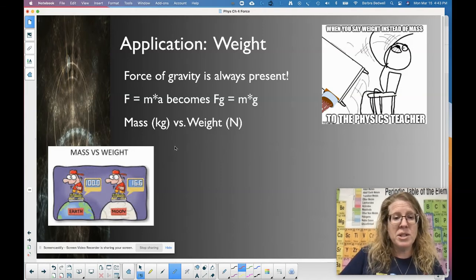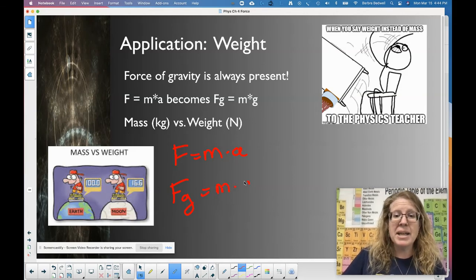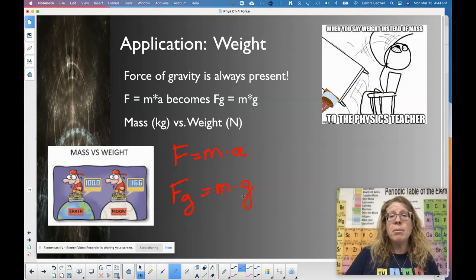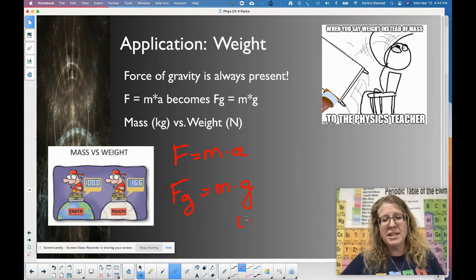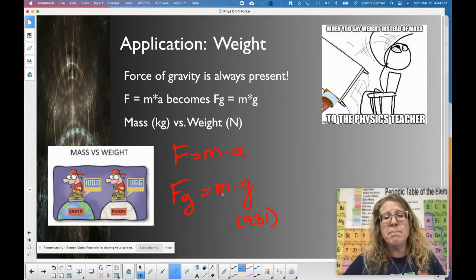So we would write it this way. If F equals ma, and I want to talk about something's weight, we would say Fg, this is called weight, equals your mass times acceleration due to gravity. Remember I said that acceleration due to gravity a lot of times is abbreviated with g? Well, this is our 9.81. So if you want to figure out what your weight is, you simply multiply your mass times acceleration due to gravity, and you get your weight in newtons, and that's kind of important.